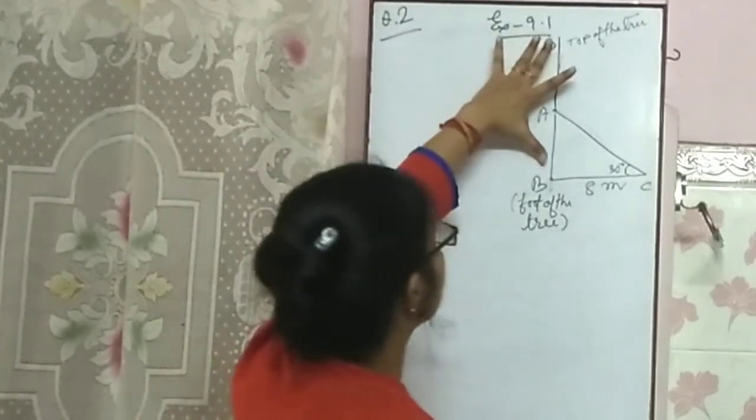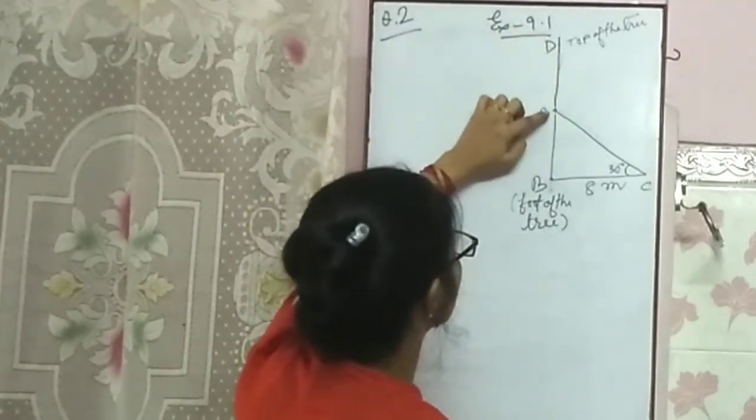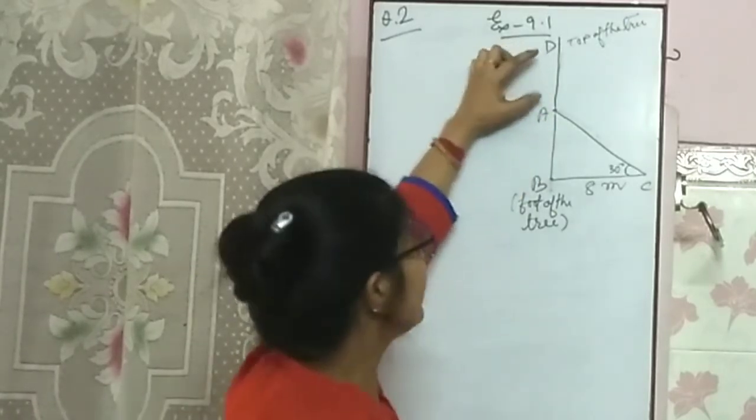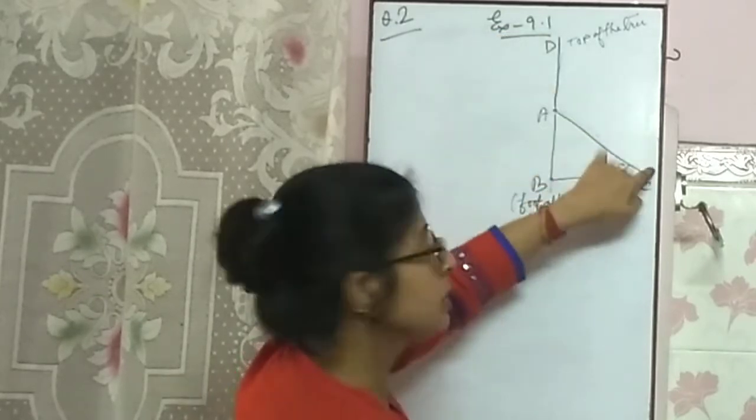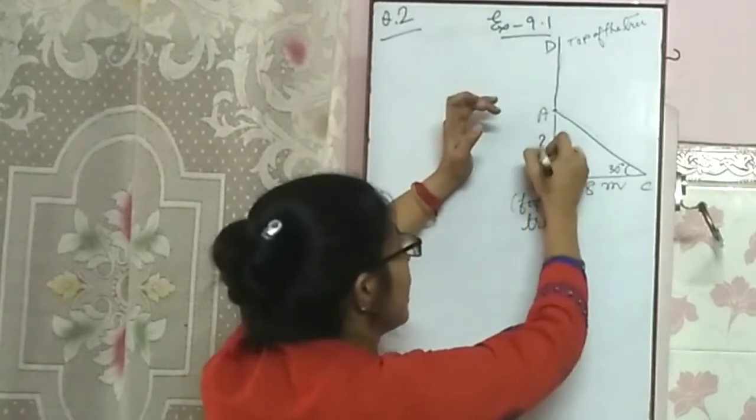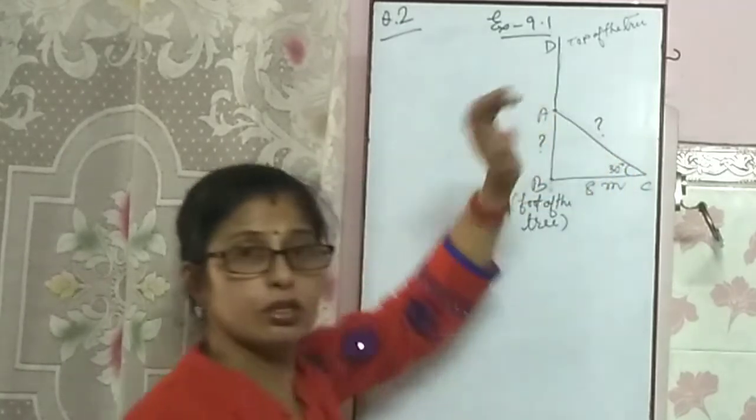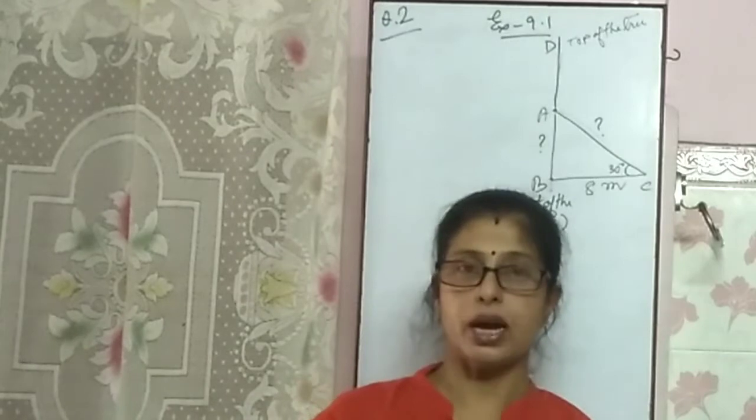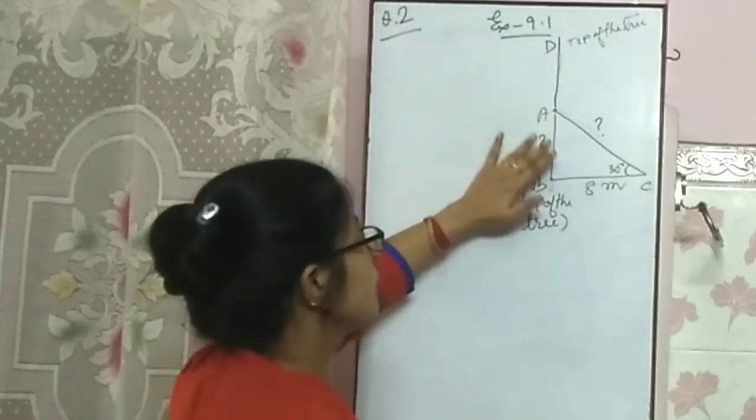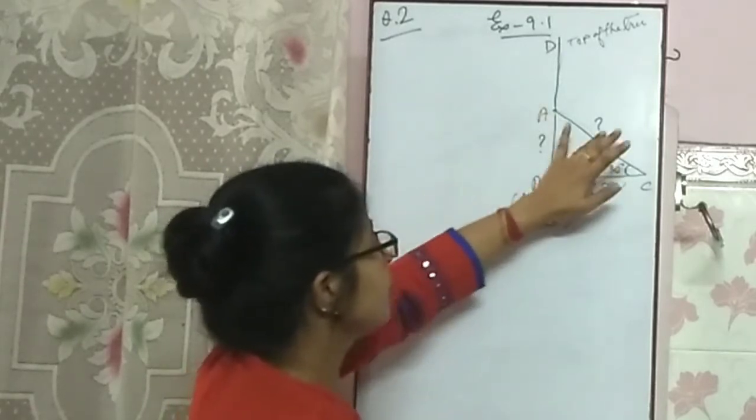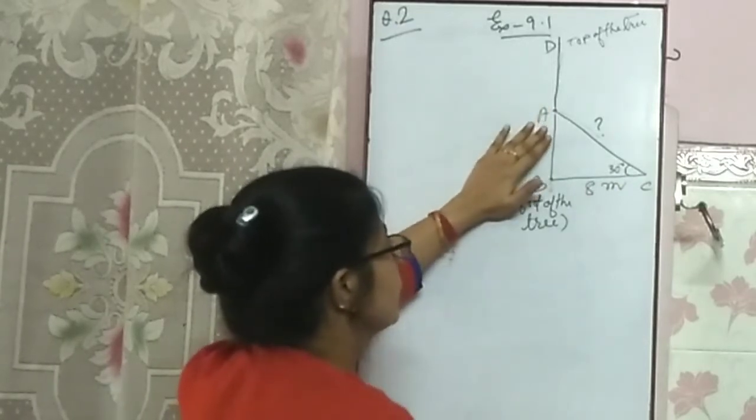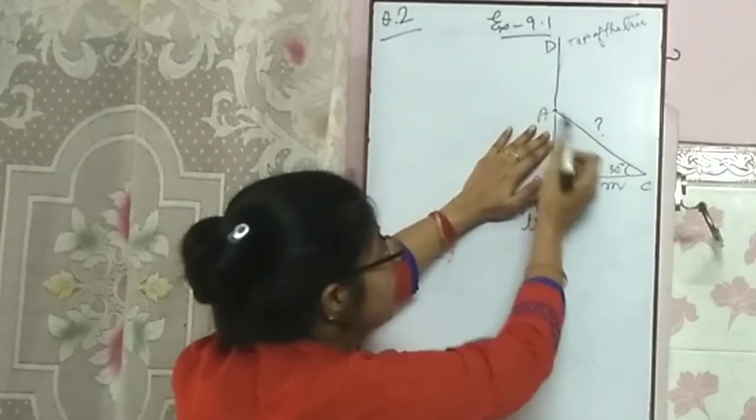Now for finding the height of the tree, this whole part is required. AB and AD to be added. AD is what? AC. Clear? So we need two things to be found out. One is AB, other is AC. So here two different formulas will be used. For finding AB you can get a formula, and for finding AC also at first you can get a formula.